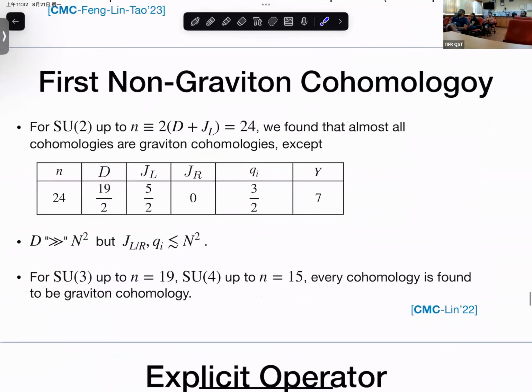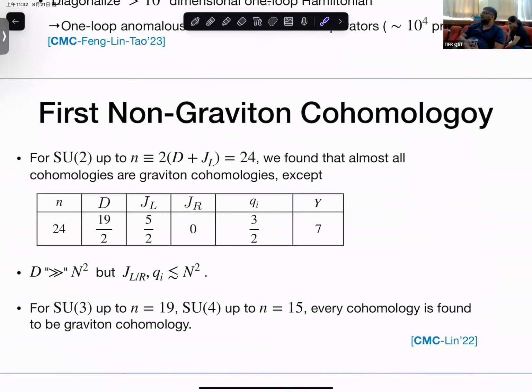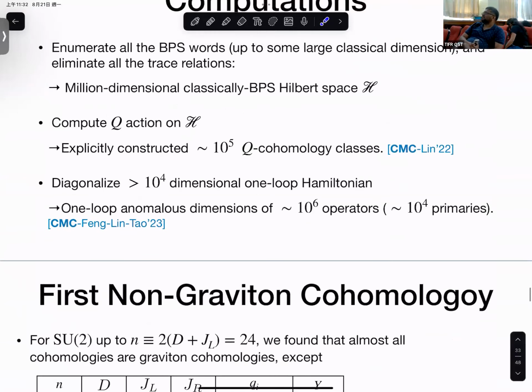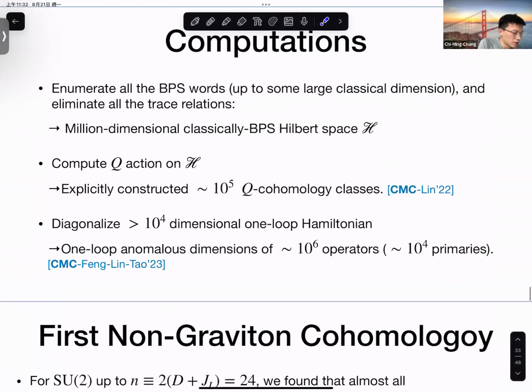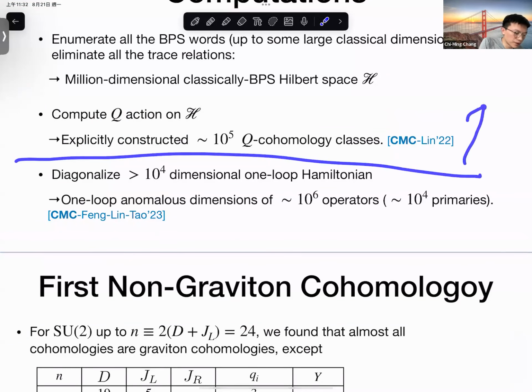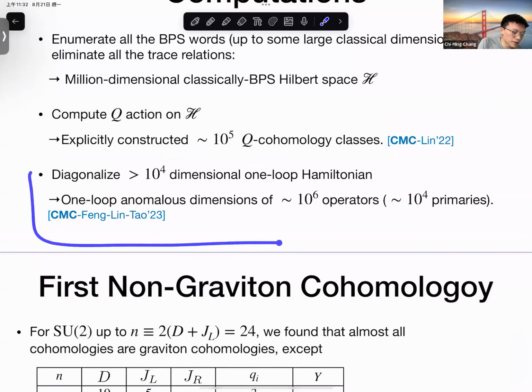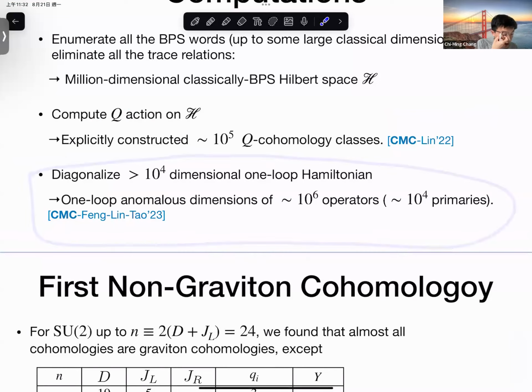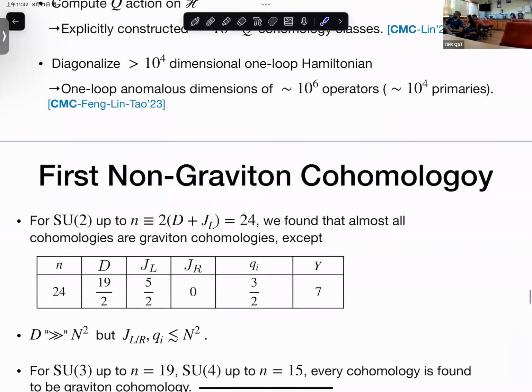Chi-Ming, what is your conclusion from the exercise on the above slide? Sorry, say again? From the diagonalization of this giant Hamiltonian, what do you conclude? Oh, the result here only concerns this part, and I will tell you something about the one-loop Hamiltonian and the one-loop anomalous dimension in a later part. Okay, good.